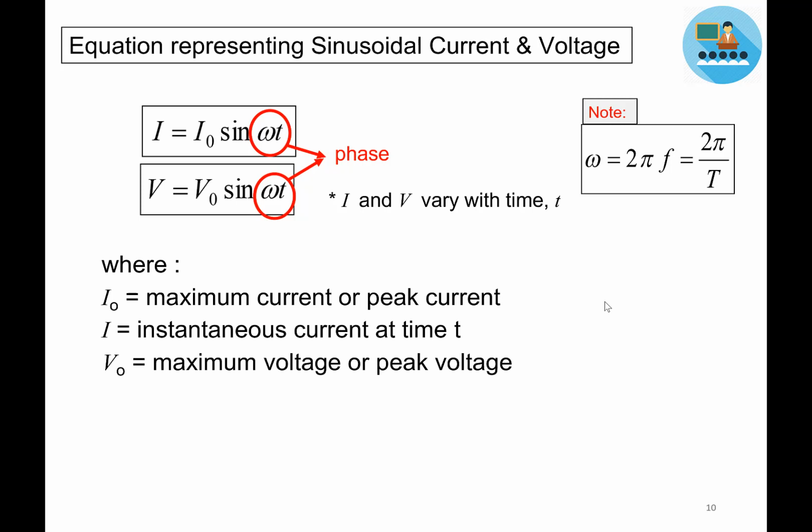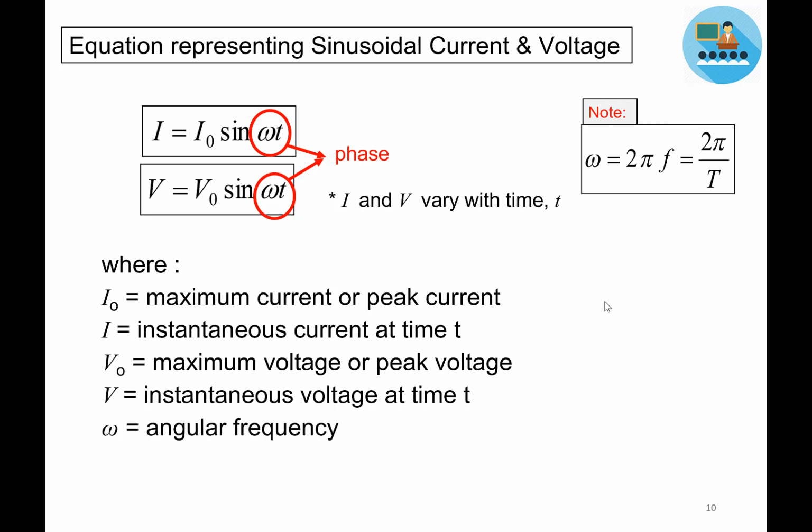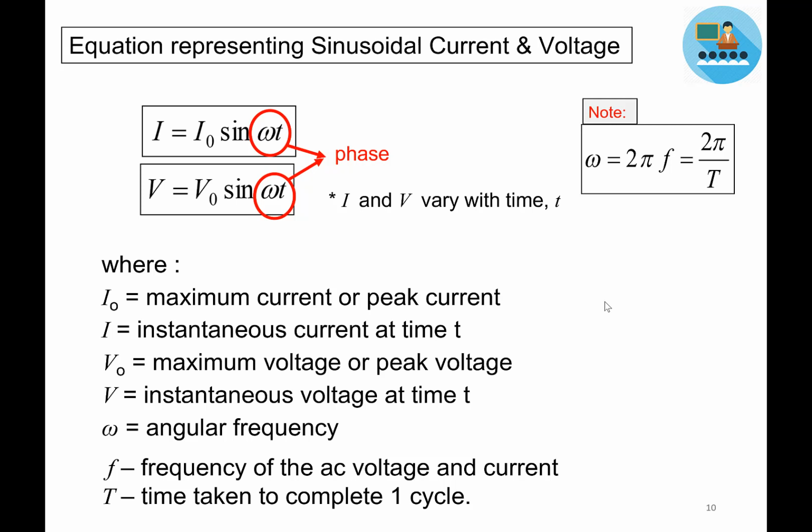Remember that I0 is the maximum current or peak current, I is the instantaneous current at time t, V0 is the maximum voltage or peak voltage, and V is the instantaneous voltage at time t. Omega is the angular frequency, f is the frequency of the AC voltage and current, and T is the time taken to complete one cycle.